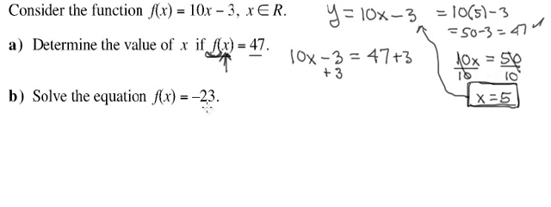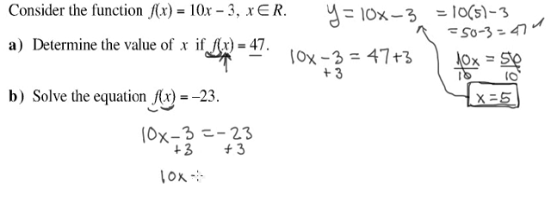And now they do it again with a different number. They're saying, we took function f, we plugged an x into this, and we're not telling you what it is. And what came out was minus 23. Add 3 to each side, and you get 10x equals negative 20. Divide both sides by 10, and you find the x they started with must have been negative 2.